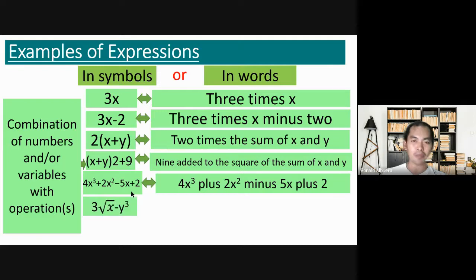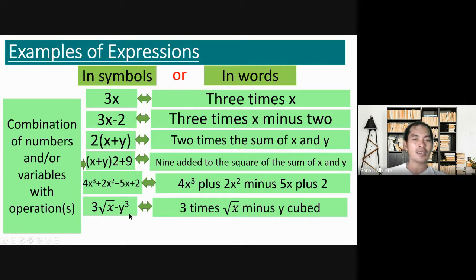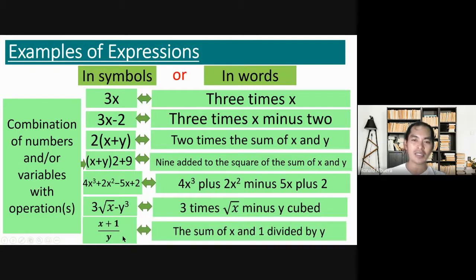Those are expressions. Or this one, 3 times the square root of x minus y cubed. That's in symbol. And we have also in words. We have this, x plus 1 all over y, that's in symbols. And we have also in words, the sum of x and 1 divided by y. Okay, these are the two ways to express expressions in symbols or in words.